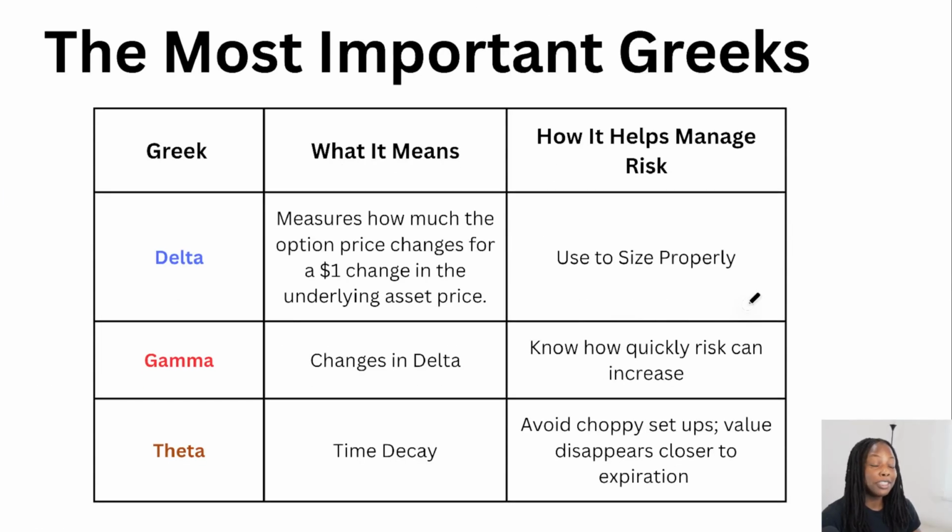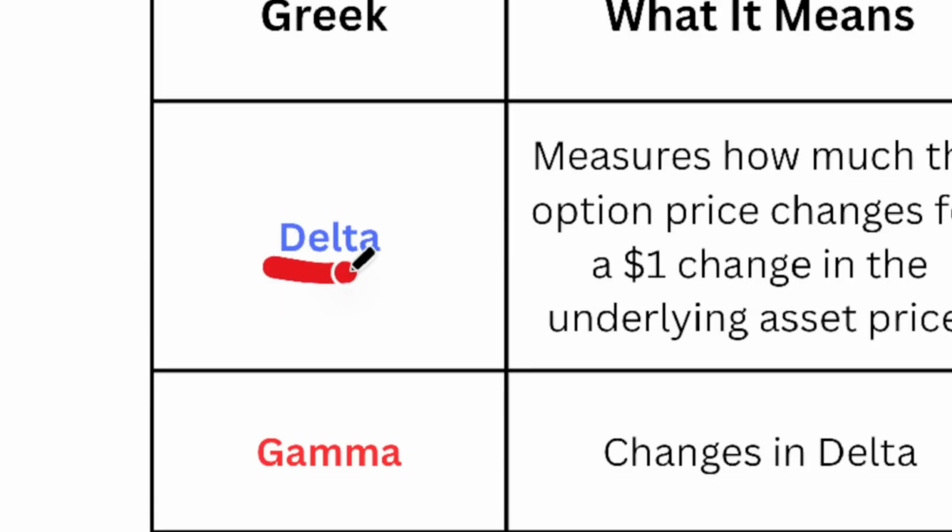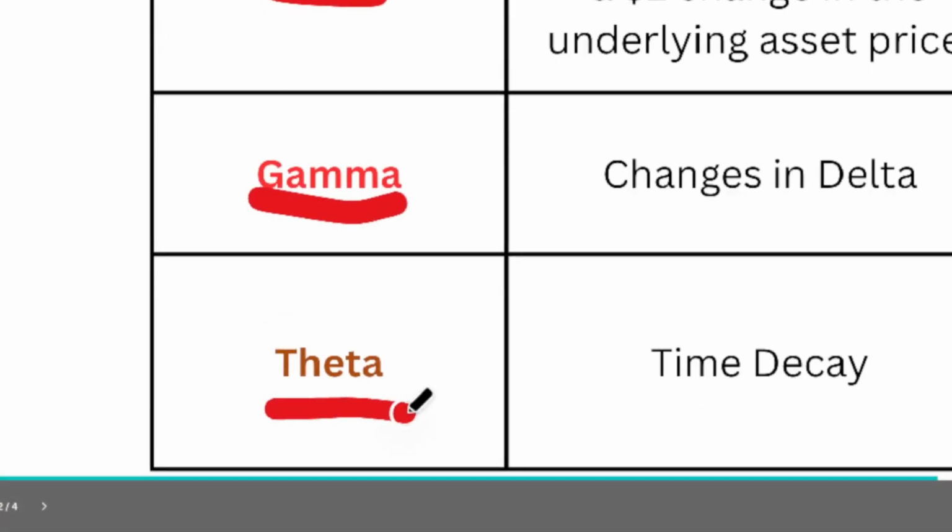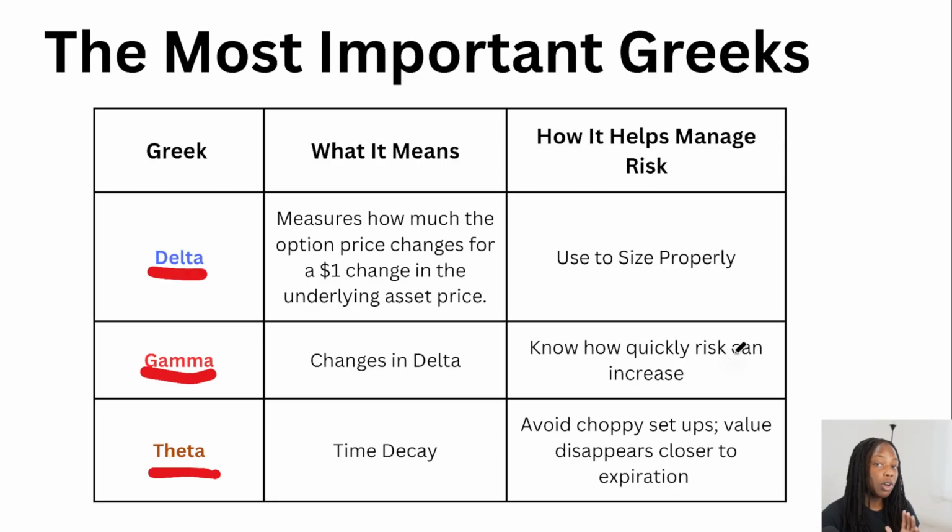When day trading options, you need to understand the three main Greeks, which are the delta, the gamma, and the theta. Now, there are actually 5 Greeks, but the other 2 I'm not going to mention in this video because you don't really need them for day trading. I'm going to explain the delta, the gamma, and the theta so you can understand why they are important to manage your risk. The delta basically measures how much the option price changes for a dollar change in the underlying price. How much the option price changes for every dollar change in your favor or not in your favor. So you want to use this to size your trades properly. I'll explain how to use this shortly.